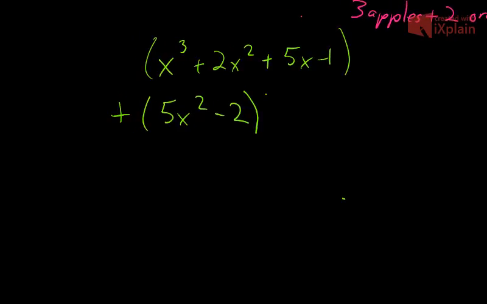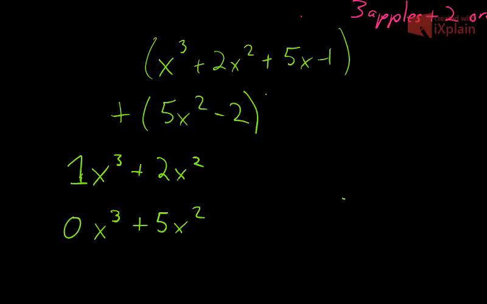So I see that I have an x cubed on top. Sorry, let me make sure I'm adding these. I have an x cubed up top, and that's going to be 1x cubed. I don't have any x cubed on bottom, so I'm going to put a 0x cubed there, because 0 times x cubed is 0. Up top, I have 2x squared, and on bottom, I have 5x squared. Up top, I have a 5x. On the bottom, I don't have anything with just an x on it, so I'm going to put plus 0x. Up top, I have minus 1. On the bottom, I have minus 2.